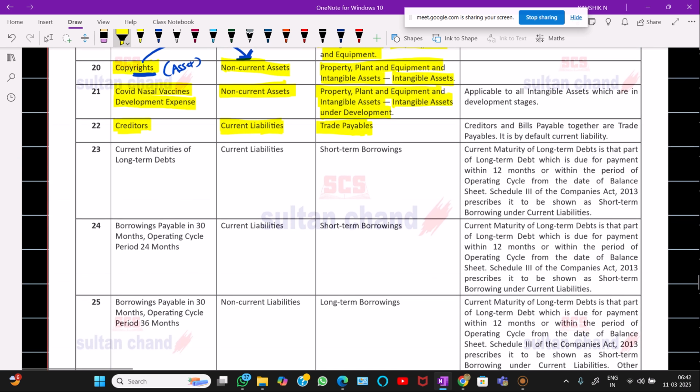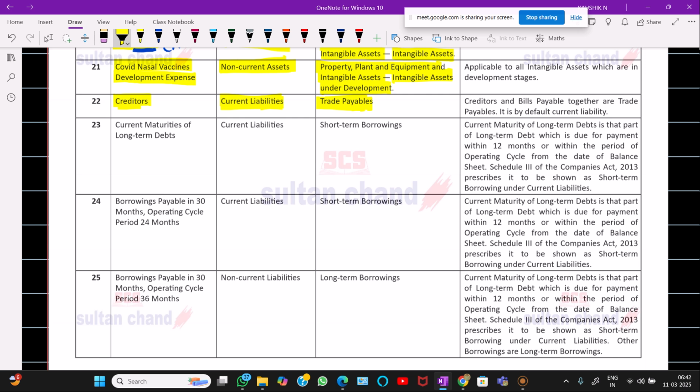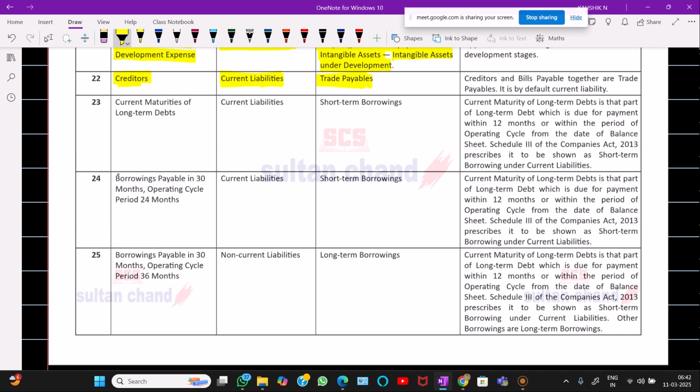Even borrowings payable in 30 months, operating cycle period is 24 months. So here you are borrowing some money on the condition that it is payable in 30 months. They are giving you a time period of 30 months to pay it, but your operating cycle is 24 months. Then it is a part of your current liability because it's a borrowing.